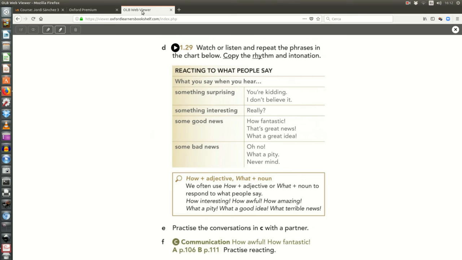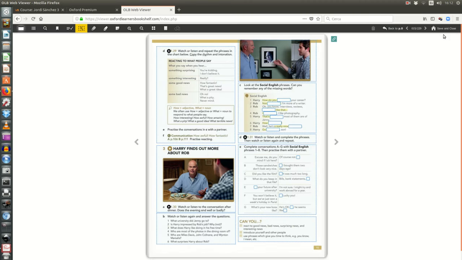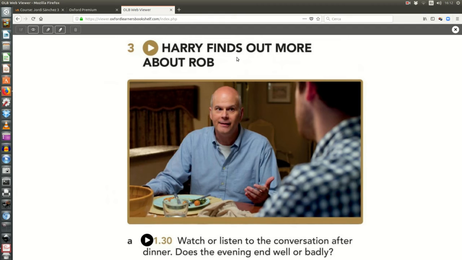Let's go back to the book. And we continue here. The father finds out more about Rob. We're going to watch the conversation after dinner and tell me if the evening ends well or badly.